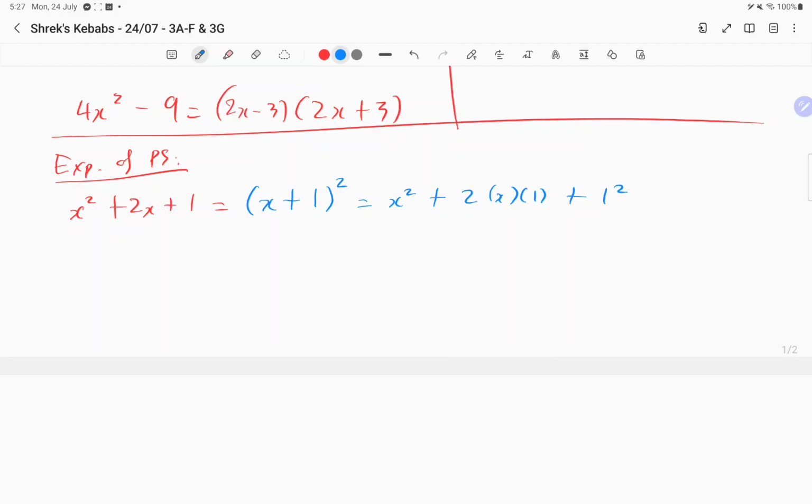Okay, so you guys need to be able to recognize some basic expansion of perfect square straight away. And those basic ones are these ones here: x plus 2 squared, x plus 3 squared, and then x minus 1 everything squared, x minus 2 everything squared. You have to be able to expand these ones straight away. They're not hard if you know how to apply the formula.